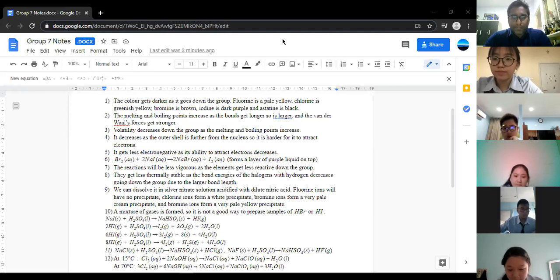Chlorine plus sodium iodide will make sodium chloride and iodine. A purple layer forms on top of the iodine dissolving in cyclohexane.